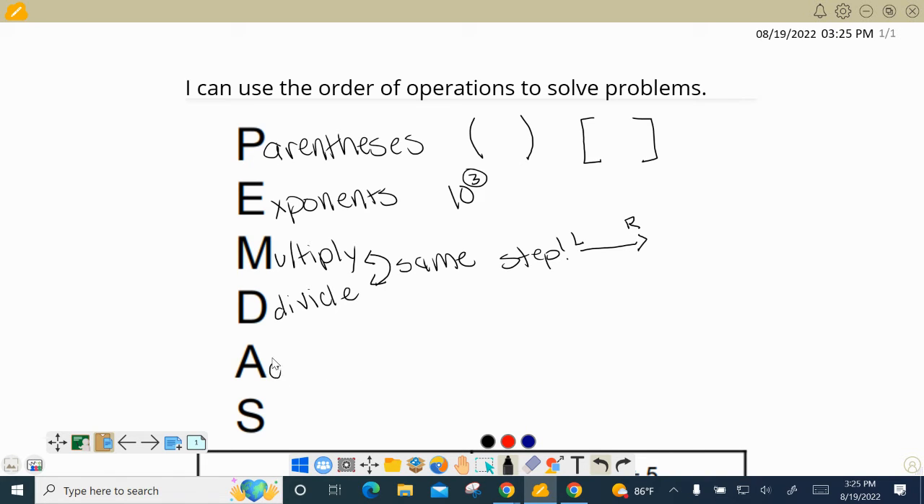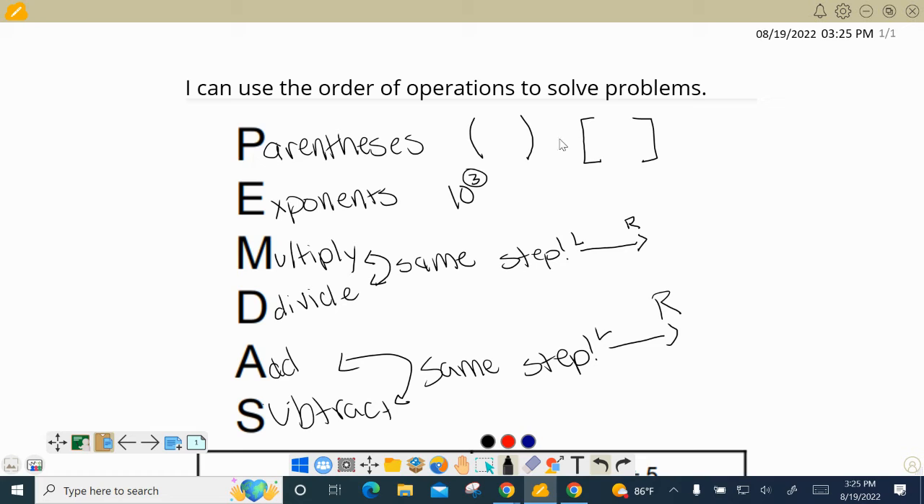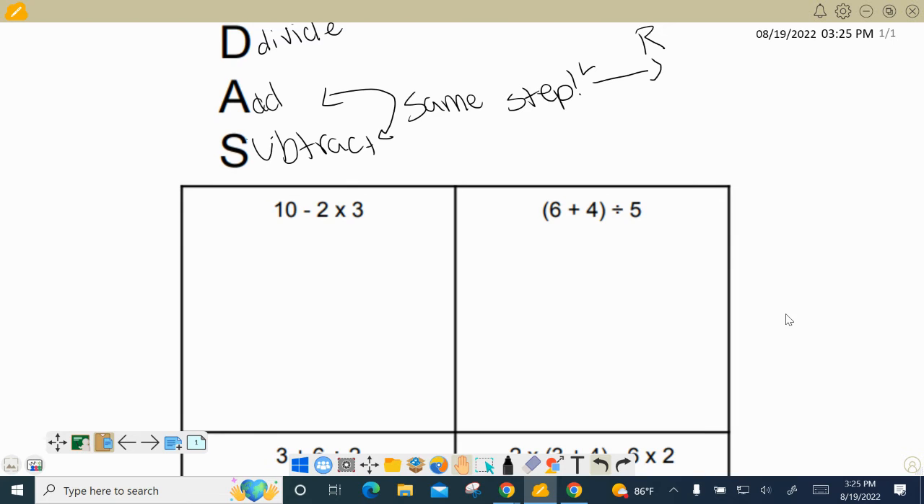And last but not least, we've got add and subtract. Oh, didn't need an extra S there. Subtract. And add and subtract are the same way. They are in the same step as well. And you're going to do them from left to right. First come, first serve. So as a review, we've got parentheses first, exponents next, multiplication and division in the same step, addition and subtraction, if you've got the nerve. From left to right, first come, first serve. Let's go ahead and jump into some problems.